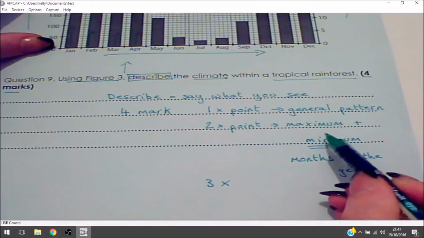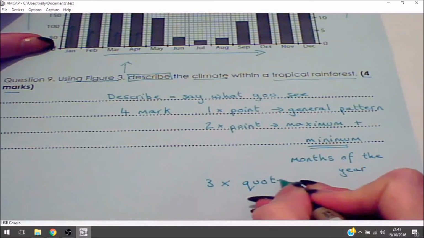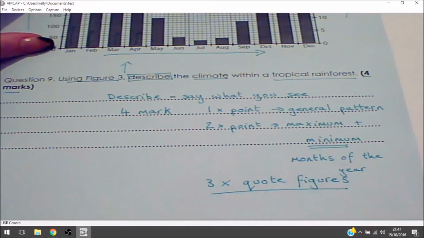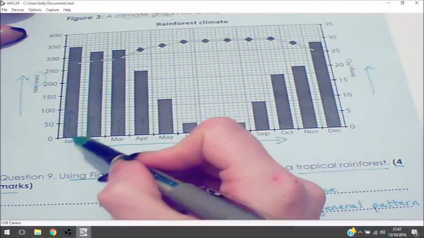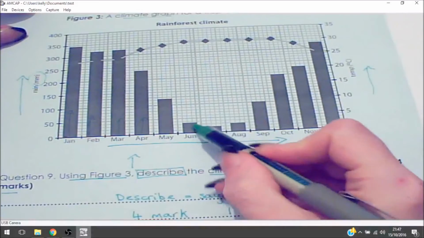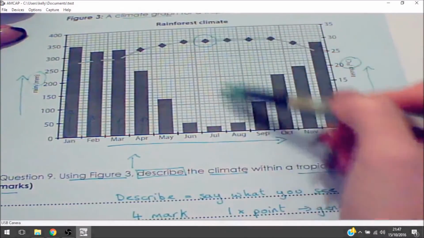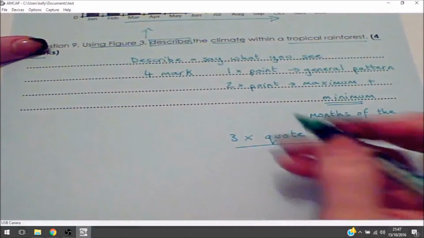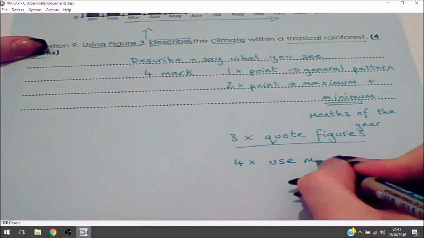Now to get that level of detail into the maximum and minimum, your third point you need to make is you need to quote figures. How many millimetres of rain fell, for example, in January compared to June? What was the temperature, for example, in degrees Celsius in July compared to November? You must always, fourth point, use measurements.